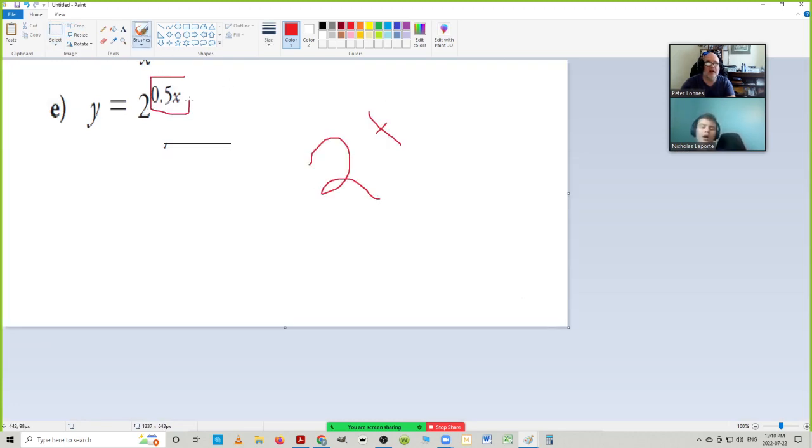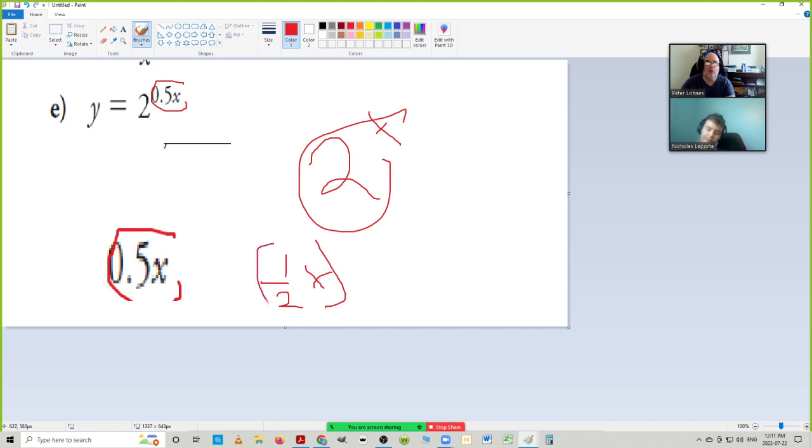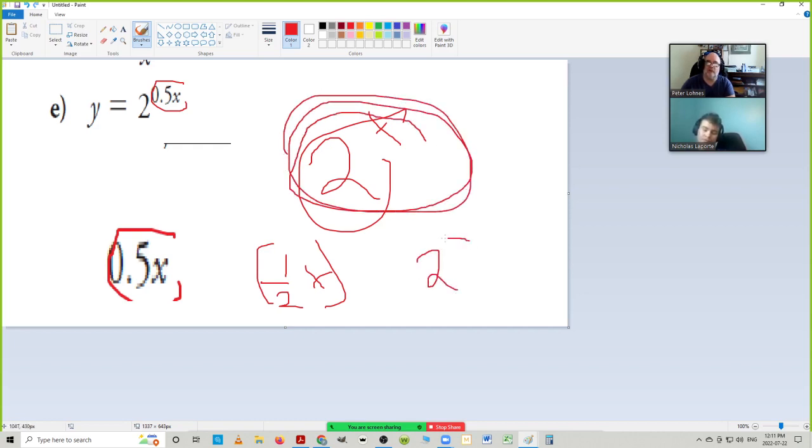What's the difference between this and this? There's something multiplying the x, right? So that's the same transformation rules. We have something multiplying the x. What's the fraction equivalent of 0.5? Half. So we have an x that's being multiplied by a half. What do I actually do to all my x values? I don't multiply by half. You multiply by 2. So that means I take all my x values from my original parent function and multiply them by 2. Are there any other transformations going on here?